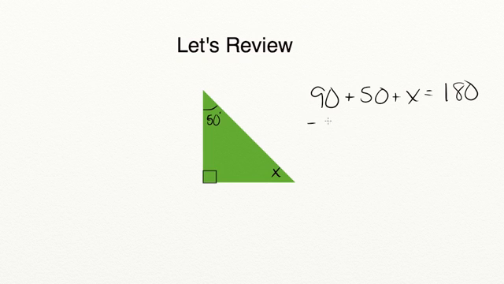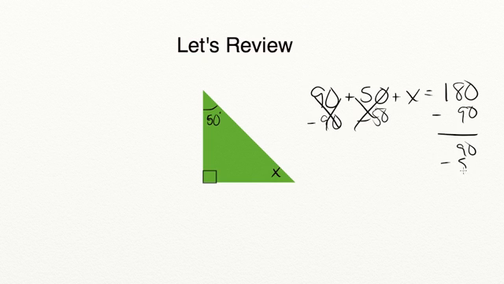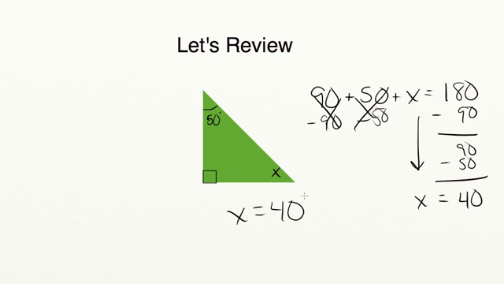Then you subtract out the numbers on the left so that we can find out what x is on its own. So we're going to subtract out 50 from the left and subtract 50 from the right, and that tells us that x has a value of 40 degrees. So we know that x equals 40 degrees.